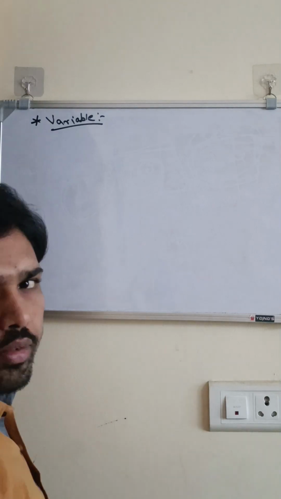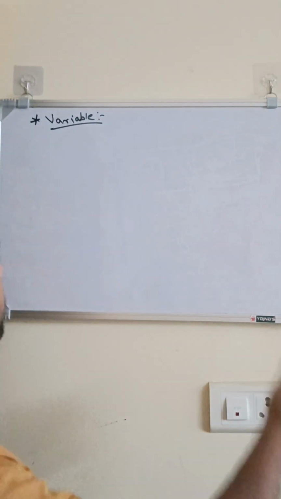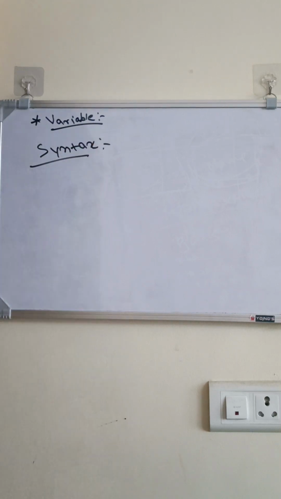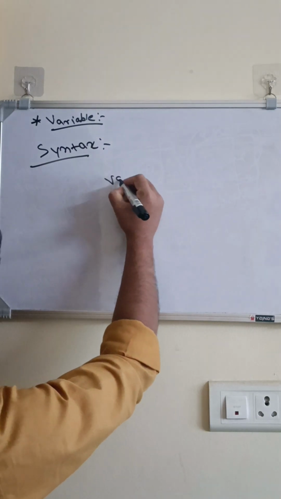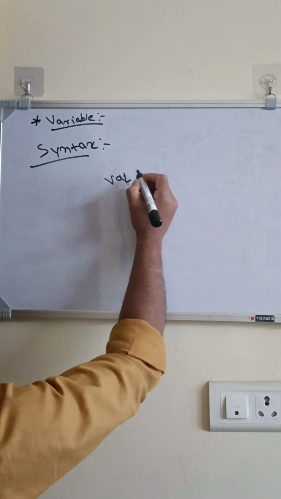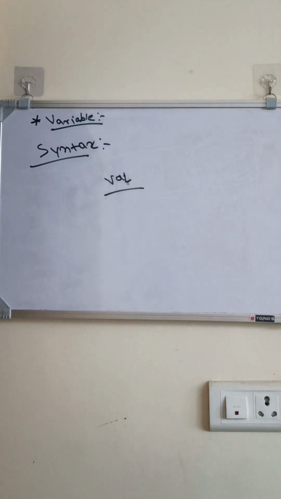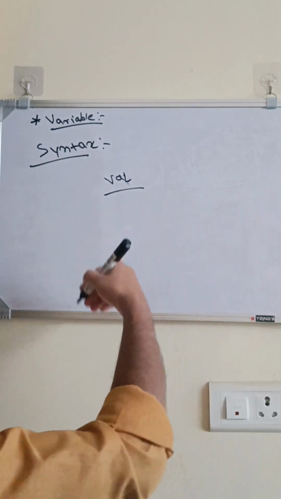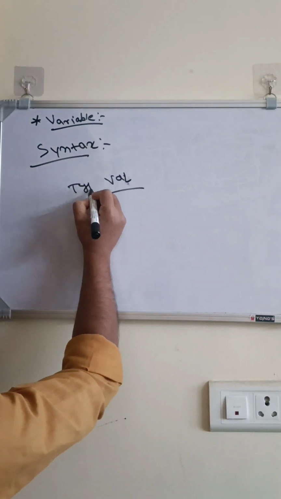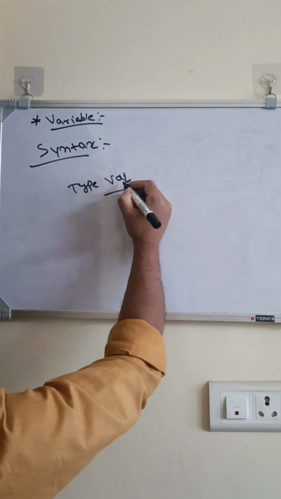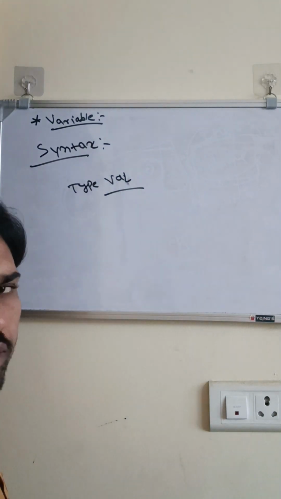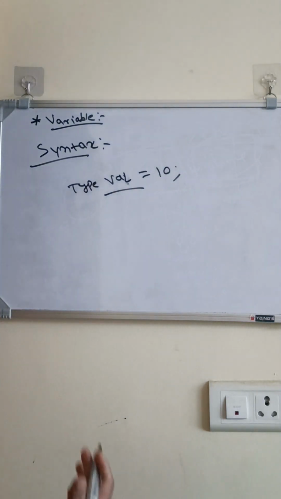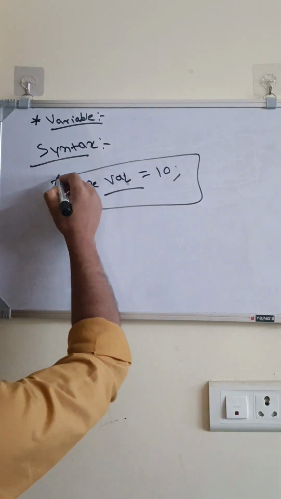Now, how to declare a variable, what is the syntax of a variable? Take any variable name. This is one type of variable, and without data types we cannot initialize or declare any variable, right? So we have to write the type. Type is nothing but the data type, and this is the variable, and in the variable we can assign some value. Now I am going to initialize an integer. So this is the syntax or declaration of a variable.